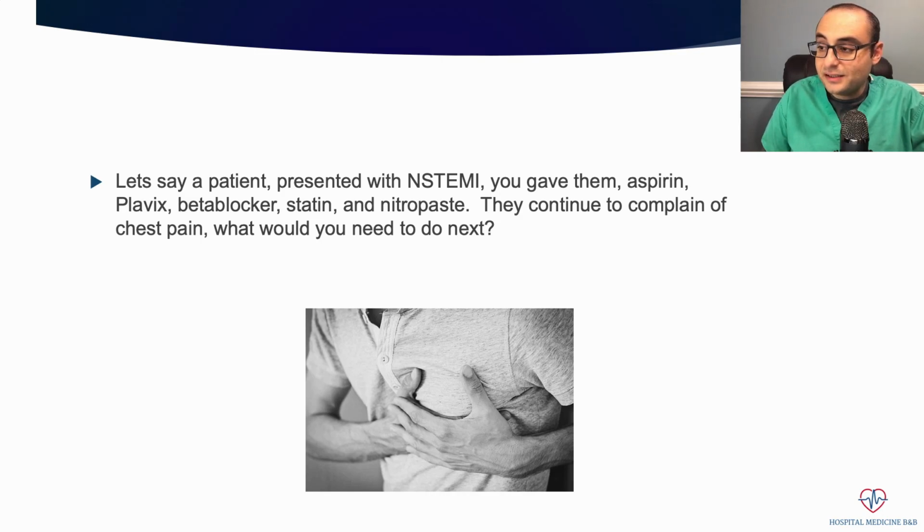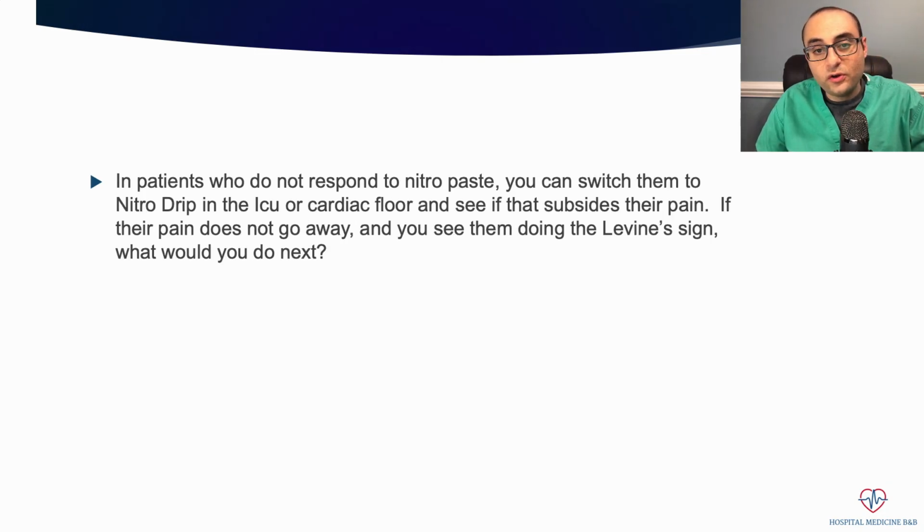The point of this case here is that these patients, if they're not doing well on nitro paste, then we change that to a nitro drip. Okay, so we put them on a nitro drip. So they're getting nitroglycerin continuously, and we put these patients in the ICU. And again, at that point, you call cardiology so that they can get a heart cath the next morning. Hopefully that subsides their pain.